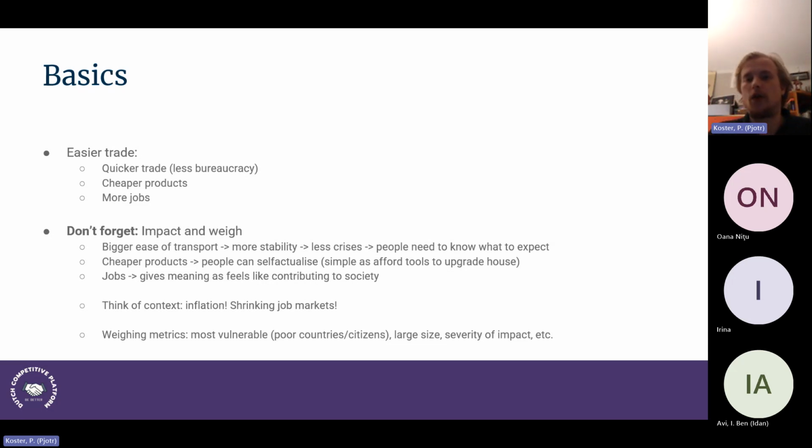And lastly, don't forget to also be explicit on any weighing metrics that you have. So it's the most vulnerable people, so you're focusing on the poor countries or the poor citizens, or it's a huge size, or there's a huge severity of impact. I feel like the moment you not only do this but also call this out, saying that, look, people can't just say you have more GDP and that's good, or you have more tax and that's good, and then call it a day.